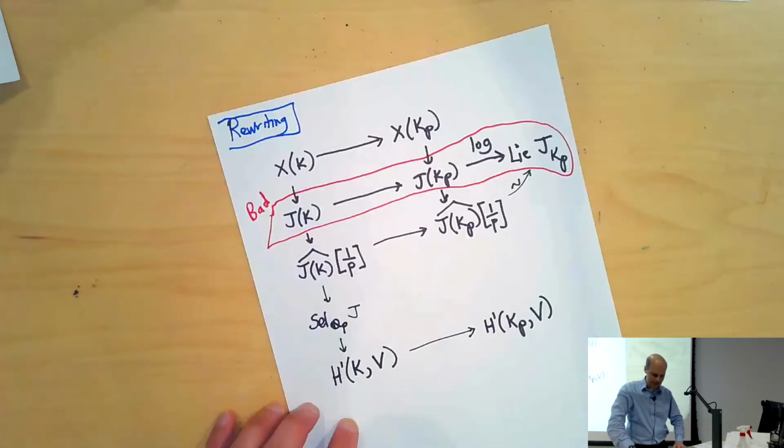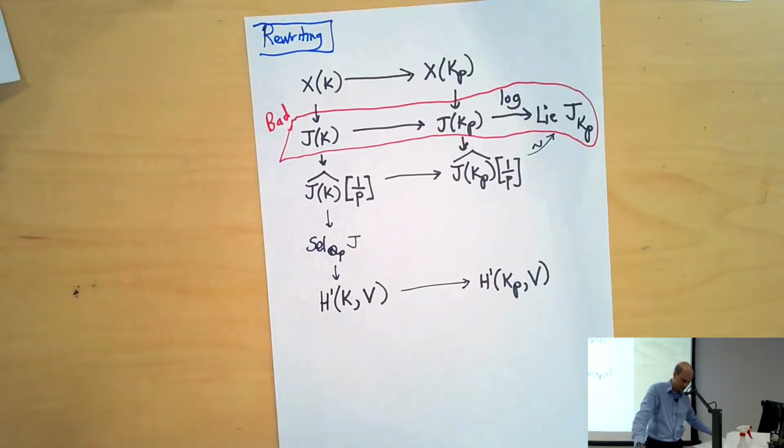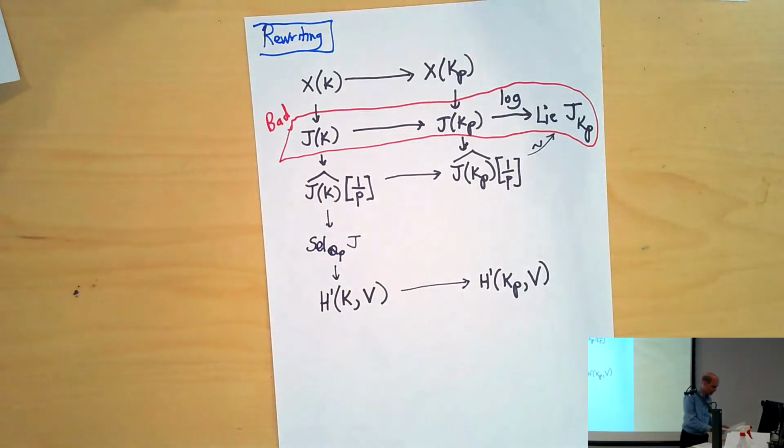So what am I going to do next then? I want to give you another way to describe the Selmer group that doesn't involve J, because that really just depends on the p^n torsion in J for all n, and we already showed that you can express the p^n torsion of J just in terms of X.